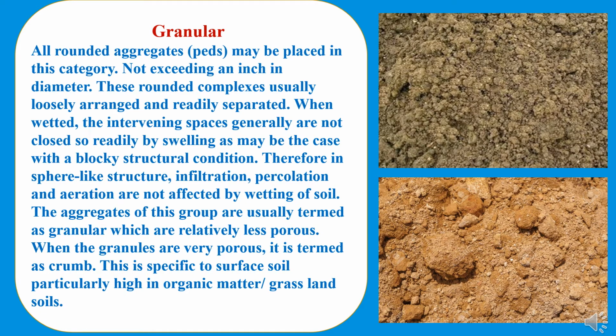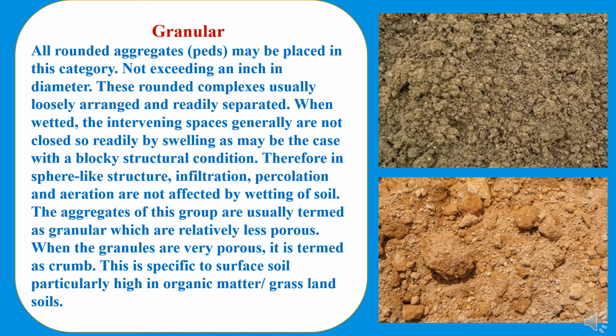First type of soil structure is granular structure. All round aggregates may be placed in this category, not exceeding an inch in diameter. These rounded complexes are usually loosely arranged and readily separated. When wetted, the intervening spaces generally are not closed so readily by swelling as may be the case with a blocky structure condition. Therefore, in sphere-like structure, infiltration, percolation and aeration are not affected by wetting of soils.